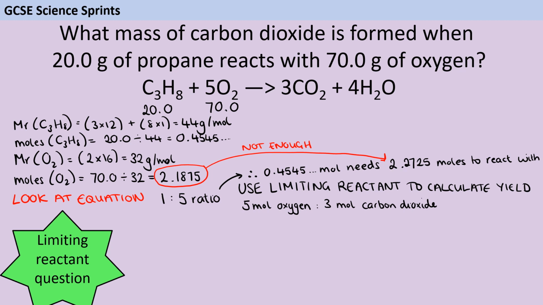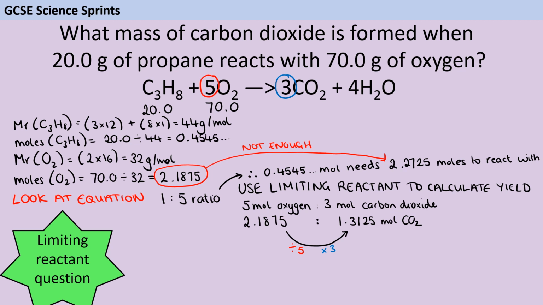2.1875. So I need to use those coefficients again to figure out how many moles of carbon dioxide I'm going to make. So last time it was quite straightforward because we were just timesing by 5. This time I'm going to make it really, really obvious. So I'm going to divide by the coefficient in front of the thing I already know about. So I already know about oxygen. I divide by 5 because there's 5 in front of oxygen. And then I multiply by 3 because there's a 3 in front of carbon dioxide. So you're always dividing by the thing you already know about, multiplying by the thing you're trying to work out. So in this instance, that gives me 1.3125 moles of carbon dioxide.